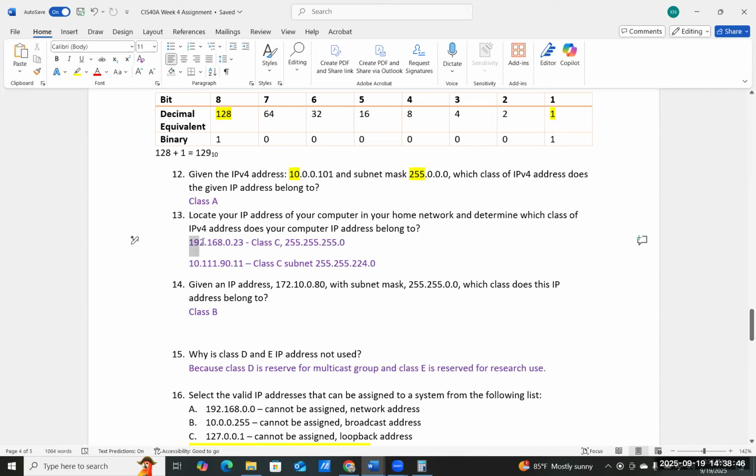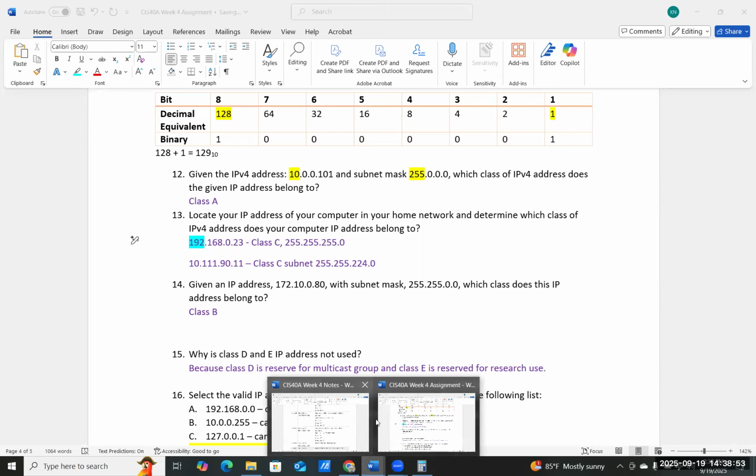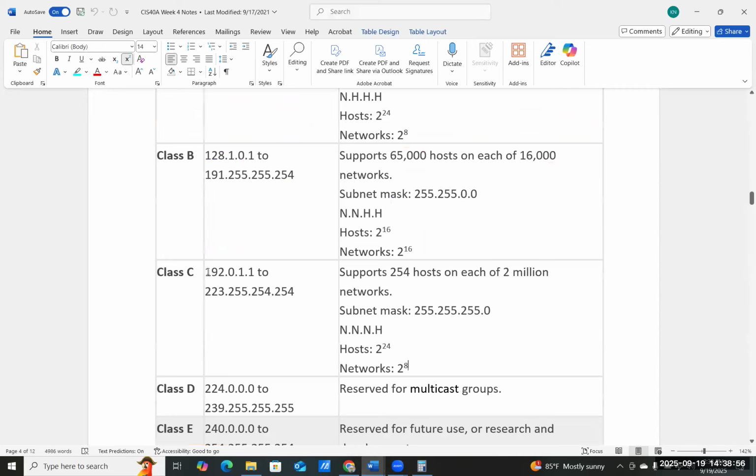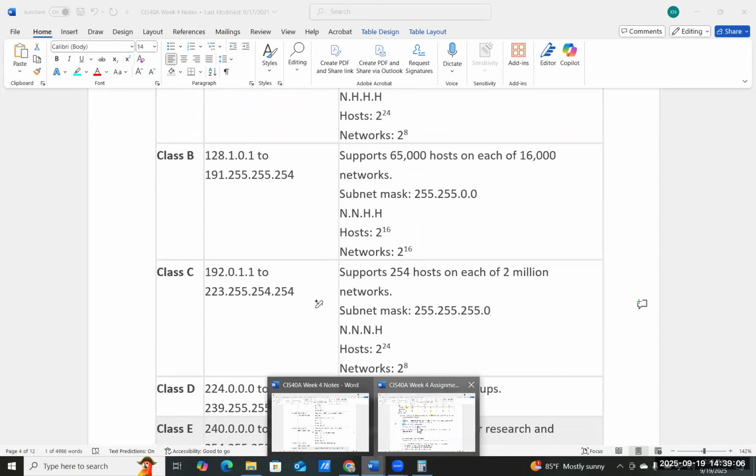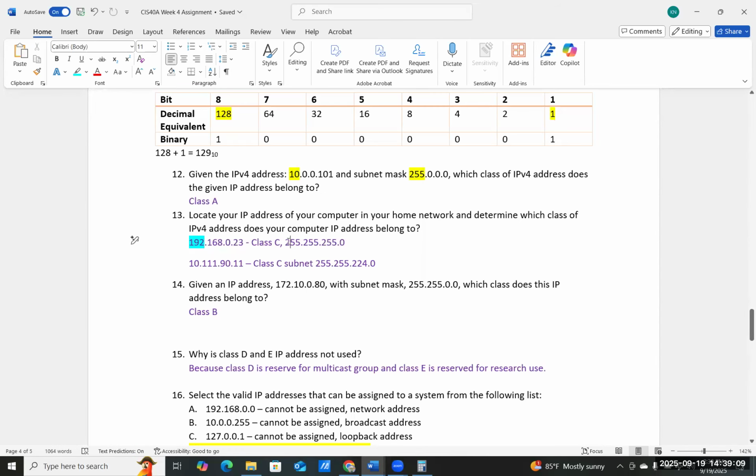Why? Because the first octet, the 192 here, is in the range for class C. So going back real quick, I know that you were typing, right? 192 to 223. So it belongs to class C, and this is the default subnet mask for class C. Okay? So when they created that class, they specified that this is the subnet mask, the zip code that we're going to use. So it's a class C, and that's the subnet mask.